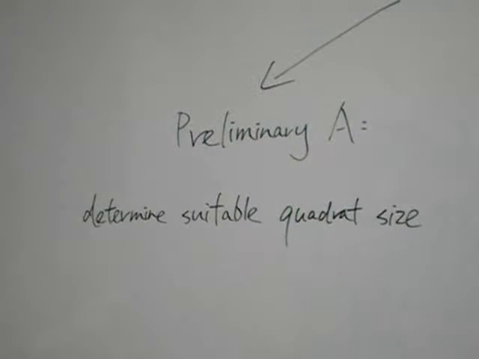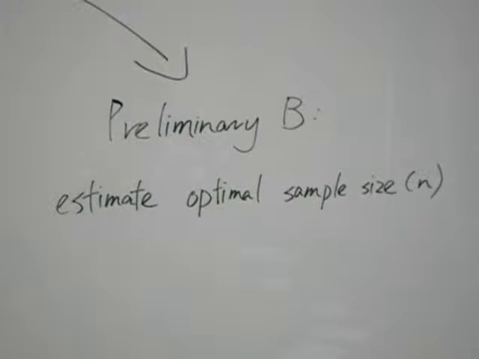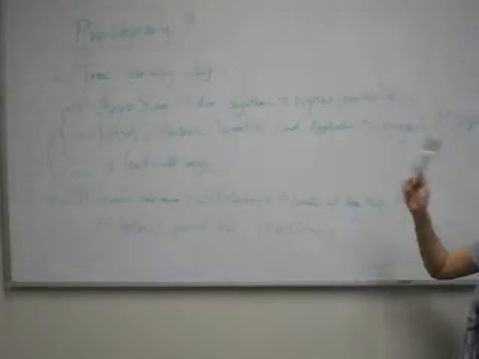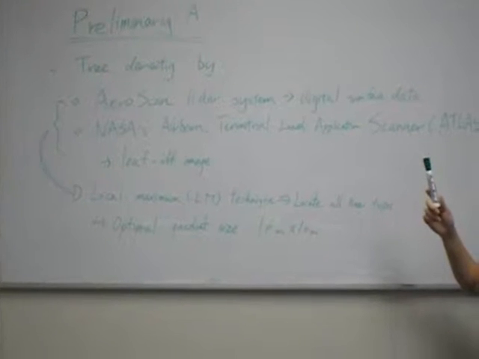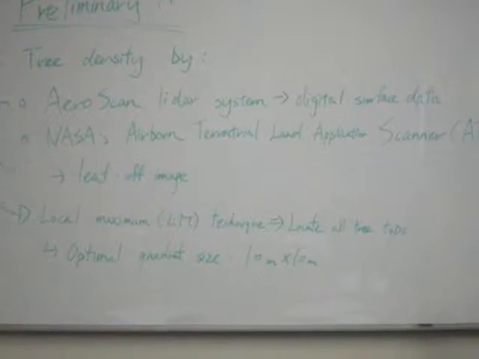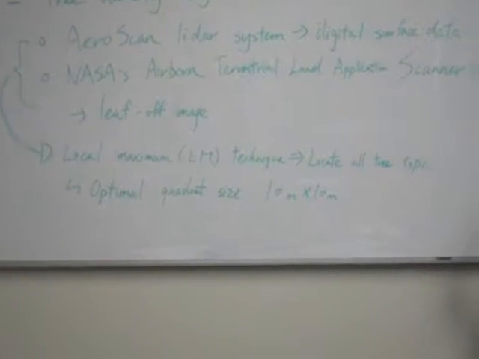How about two preliminary studies? The first one is to determine the contrast size we use, and the second one is to estimate the optimal sample size we need. Therefore, we need to know the tree density by preliminary A first. We can use the aeroscan laser system to get the digital surface data, and then use NASA's ATLAS to get the waveform image. Then we can apply the LM technique to determine the optimal quadrant size.